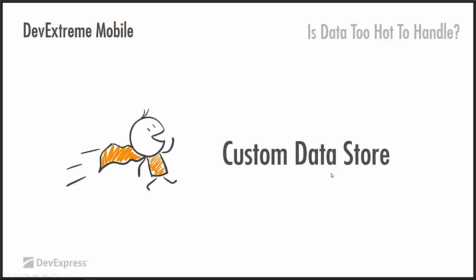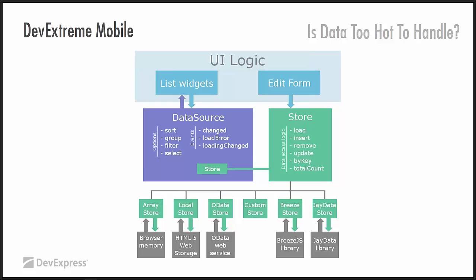Let me show you the structure of a DevExtreme data application. Recall DevExtreme is a model view model type system. It's a single page application framework for mobile devices. And so we have up at the top there in the blue, we have our view.